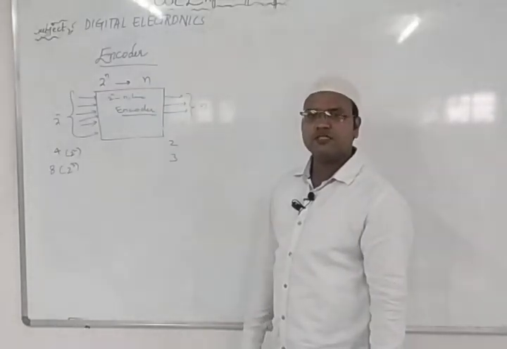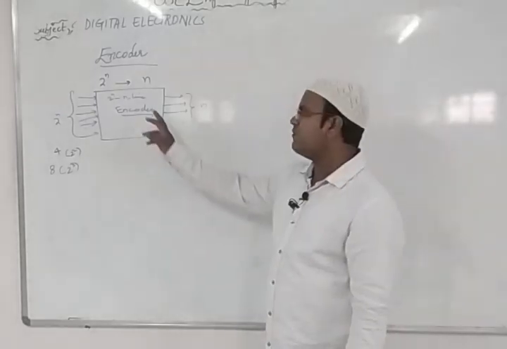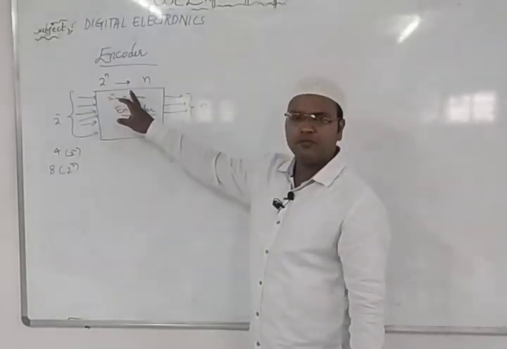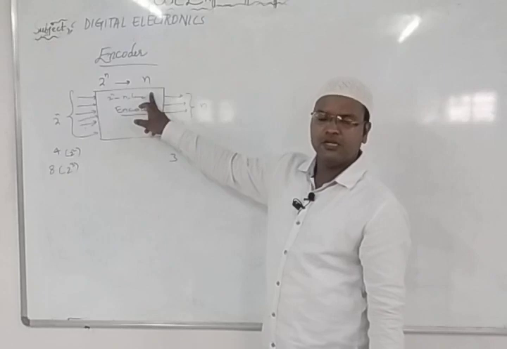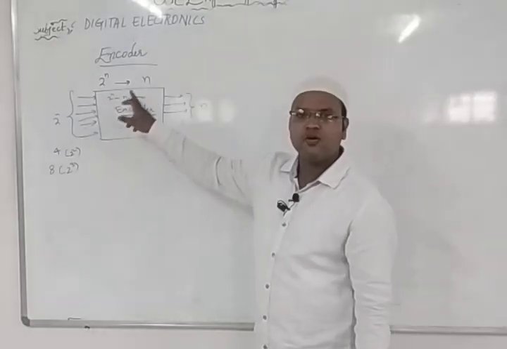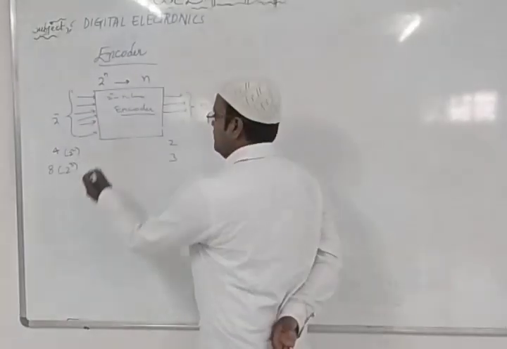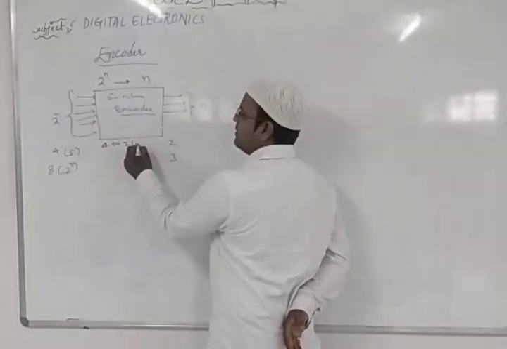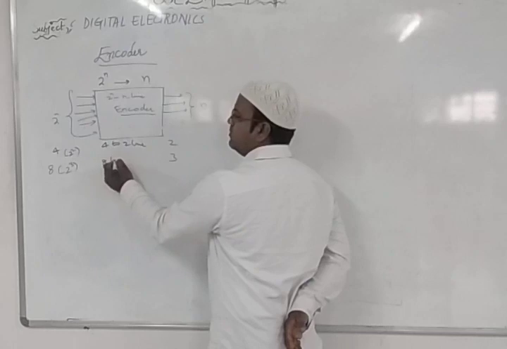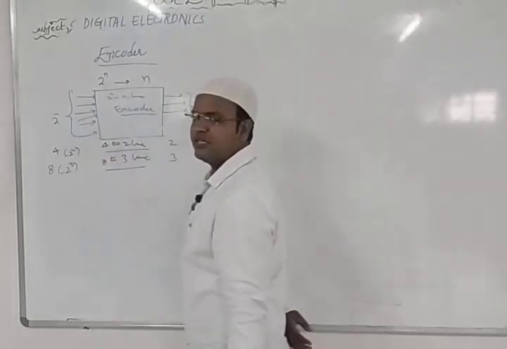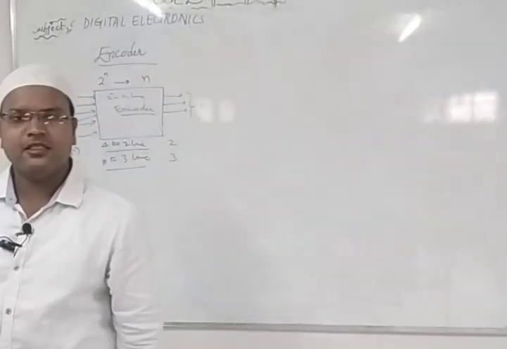So in an encoder, what are we going to do? In an encoder we are going to convert 2 power n input combinations into n line output combinations. That means it is a 2 power n to n line encoder. So it can be a 4 to 2 line encoder or an 8 to 3 line encoder. Based upon the input combination we are going to decide the output.